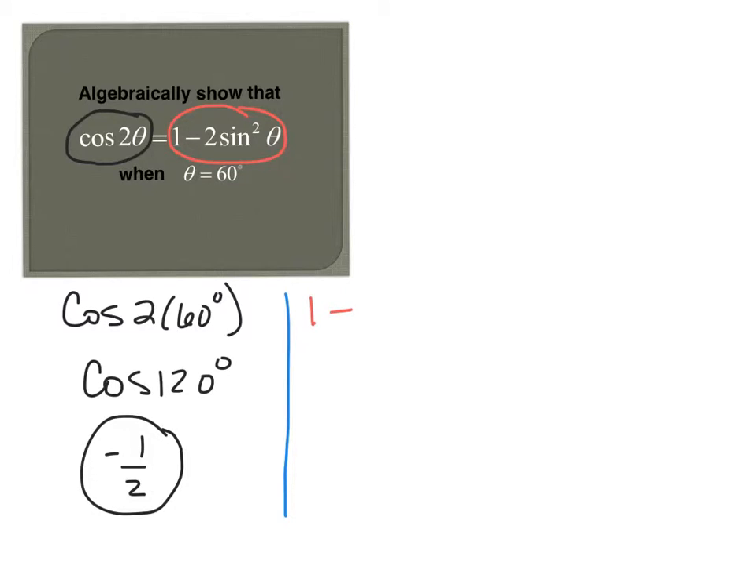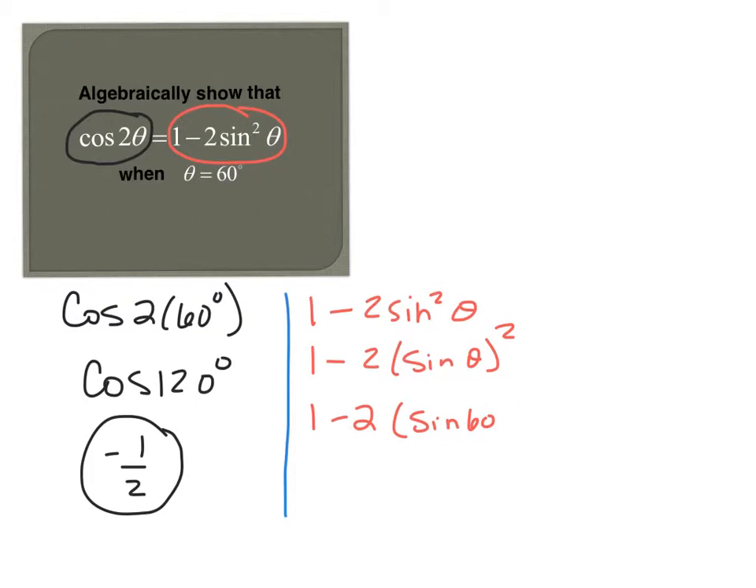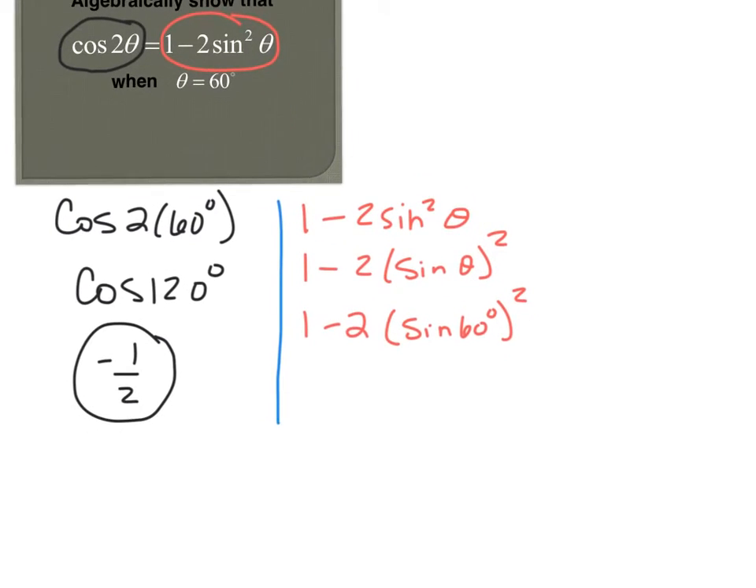So I have 1 minus 2 sine squared alpha. The way I'm going to work this is, that's the same as 1 minus 2 times sine of alpha, or theta, squared. Now I know my angle is 60 degrees. So a little bit more work for the basic angle, but it just shows you that they're the same thing, which is important. We need to see that.